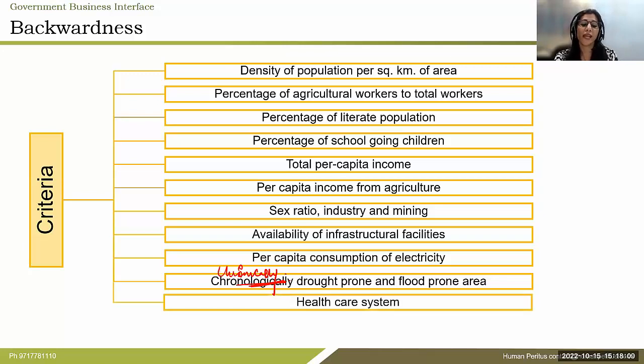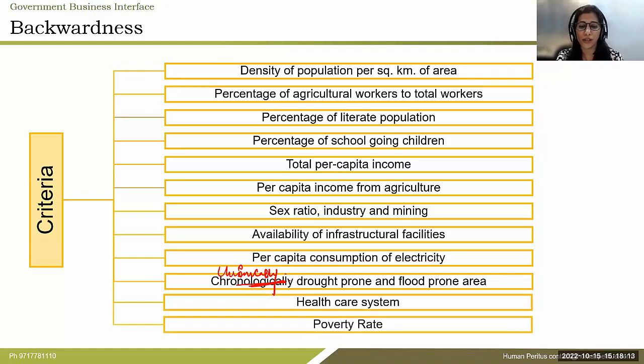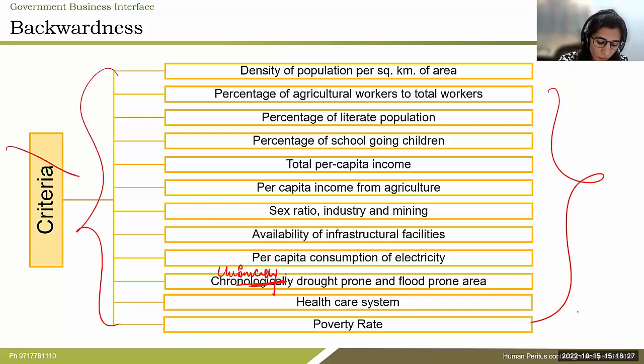Next is the healthcare system. How is the healthcare system in a particular area? And the last but not the least is the poverty rate. If the people are poorer in a state, we obviously consider that backward. So basically, these are all the criteria, or we can also call them factors, in deciding a particular area as being backward or advanced.